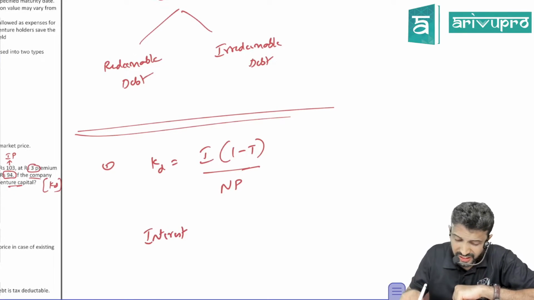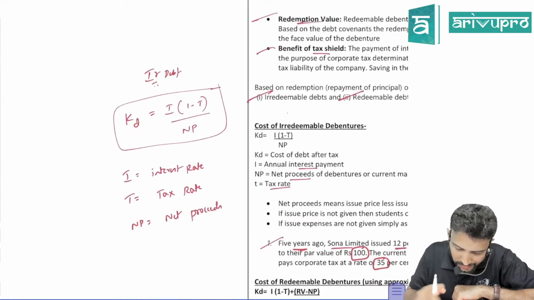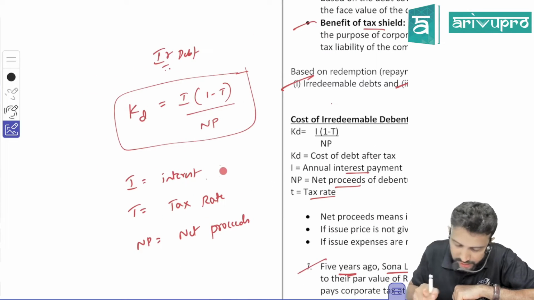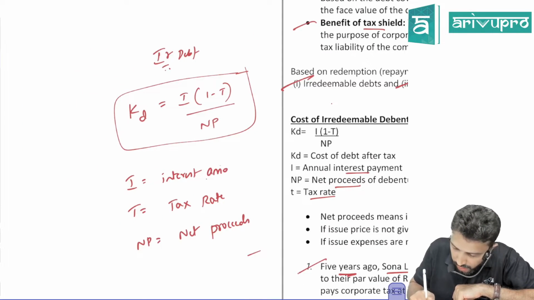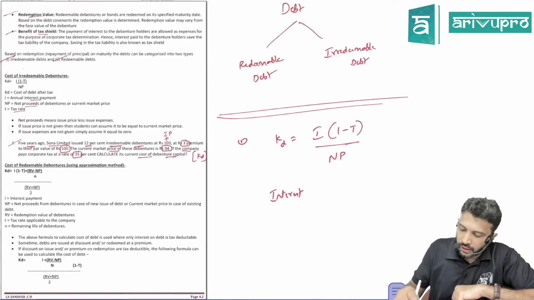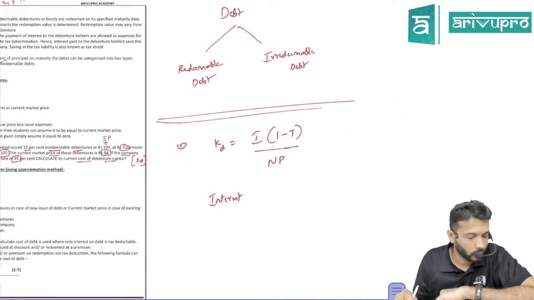Interest. Okay, interest rate should be in it. I have written interest rate. No, make it interest amount, not rate. Interest amount actually. I is interest amount. Don't copy. First observe. I'll give you time to copy for this one.